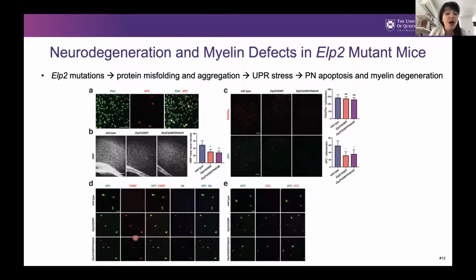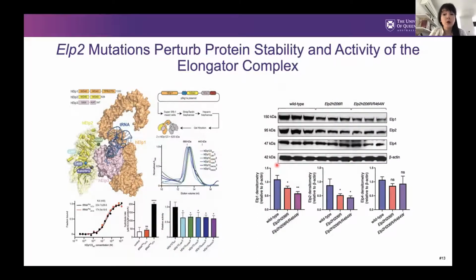So there is UPR, we see protein misfolding and aggregation, eventually leading to apoptosis of these mature oligodendrocytes, which can account for myelin defects. When we studied these mutations in vitro, similar to the wobbly mice mutations, we again saw that ELP2 mutations affect the stability of the ELP2 protein, as there is again that shift in the melting temperature.